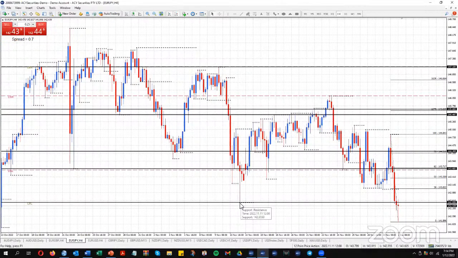For last month. So we can often get a false break of the low of the month and go all the way back up to the high of the month from the previous month. So it's definitely a level to watch for failure. So it'll be interesting to see what happens down there.